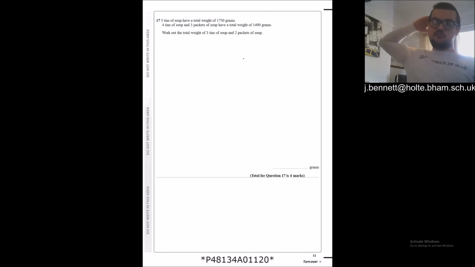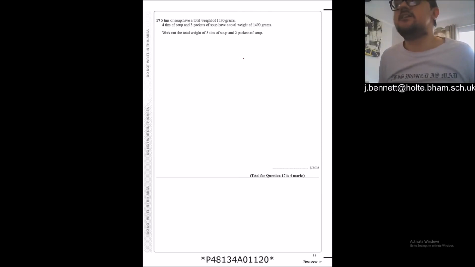Here's a big one. 4 marker. 5 tins of soup have a total weight of 1750. 4 tins of soup and 3 packets of soup have a total weight of 1490. Work out the total weight of 3 tins of soup and 2 packets of soup.